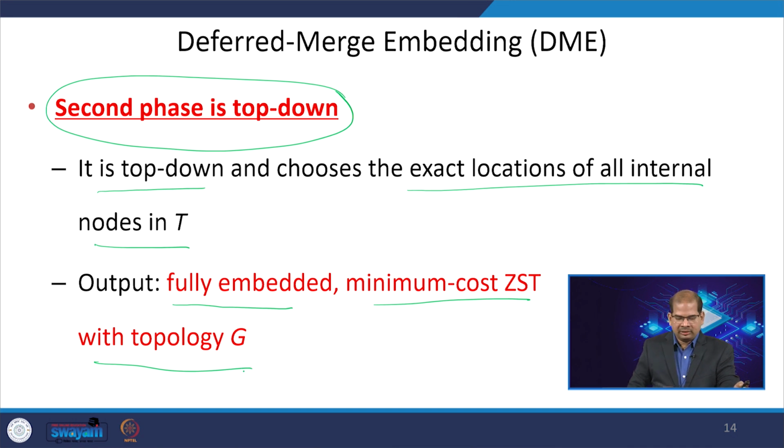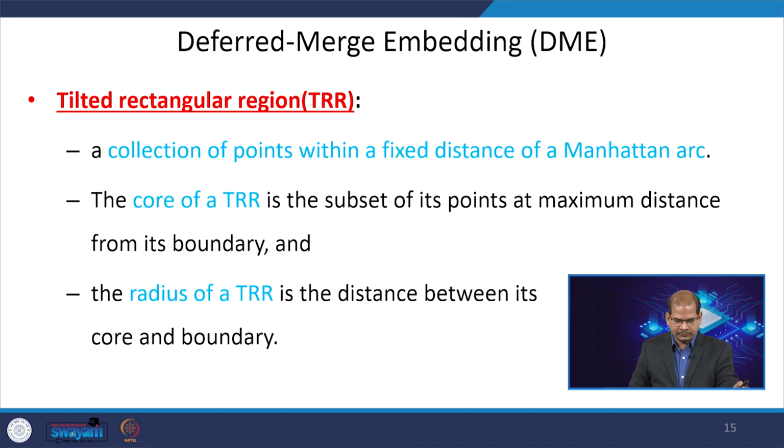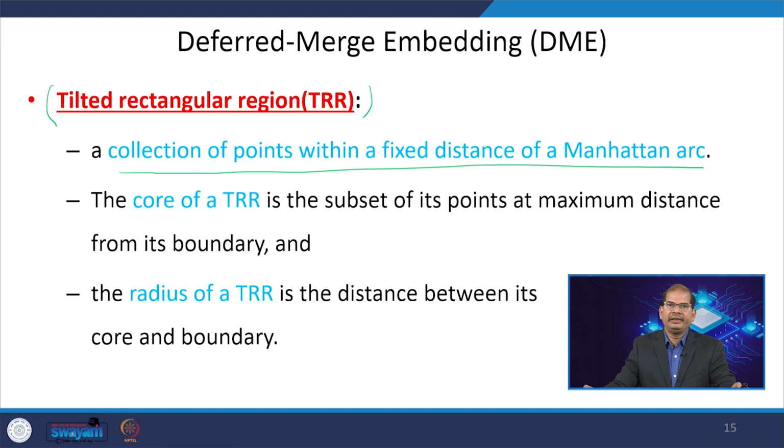Okay. So, this is the beauty of this algorithm: it creates a minimum cost 0 skew tree as the final output. There are two concepts here. One we discussed, the Manhattan arc, and another concept is the tilted rectangular region. It is a collection of points within a fixed distance of the Manhattan arc. So we first create the Manhattan arc, and after creating the Manhattan arc we create the tilted rectangular region. We have discussed how to create the Manhattan arc.